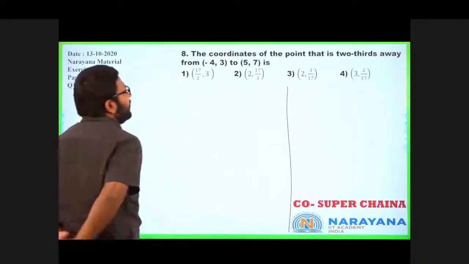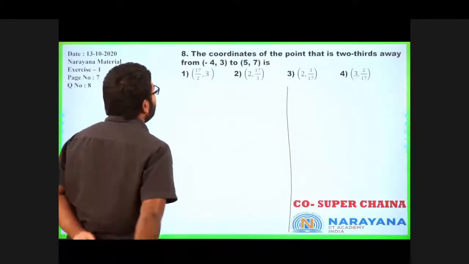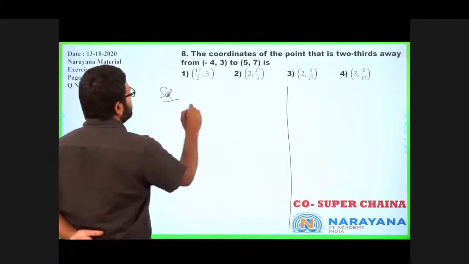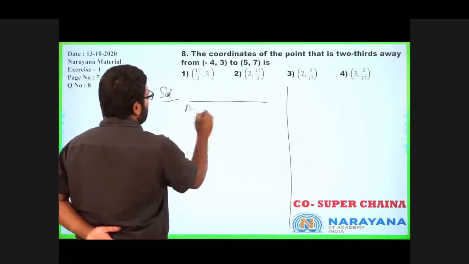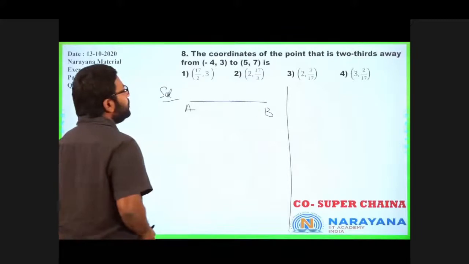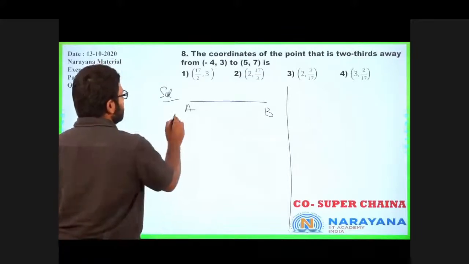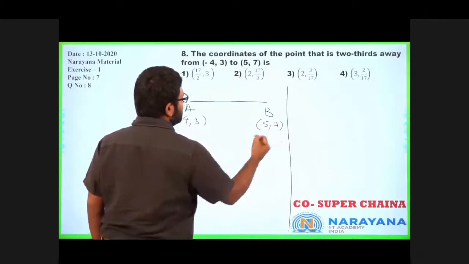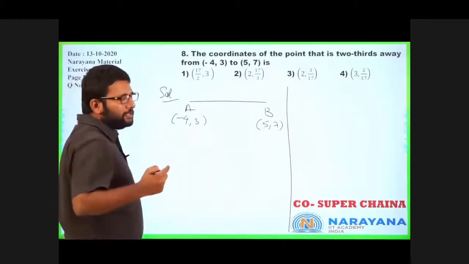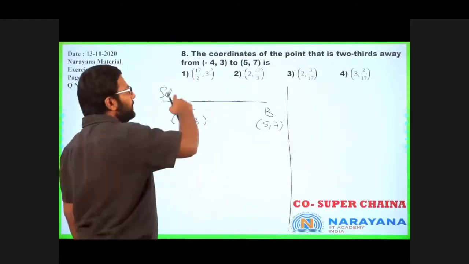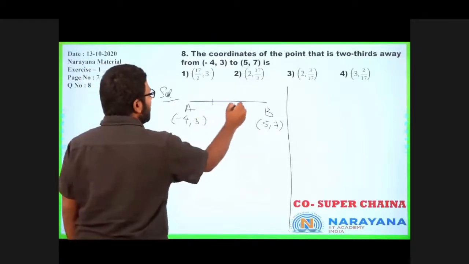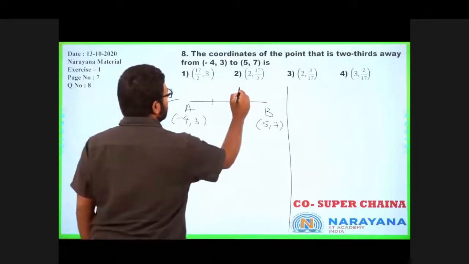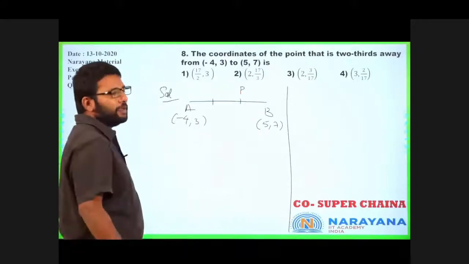The coordinates of the point that is 2/3 away from -4,3 to 5,7. Okay, so there are points A and B, 2/3 away. Let's take A as -4,3, B as 5,7, right? What does it mean 2/3 away from A to B? It means if I break A and B into 3 parts, then 2/3 away is P.